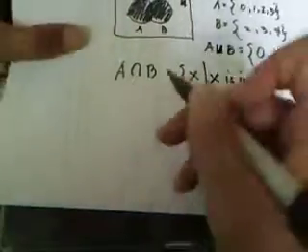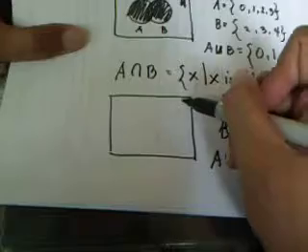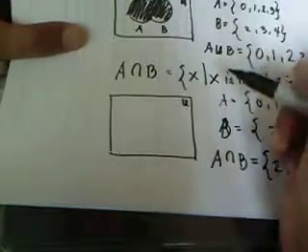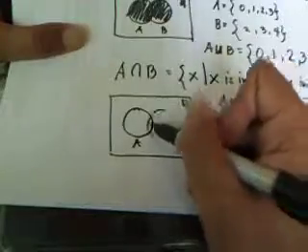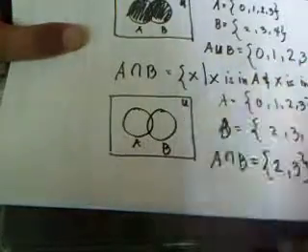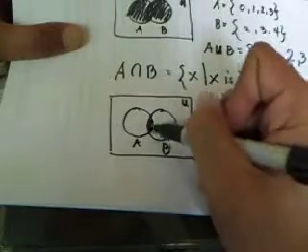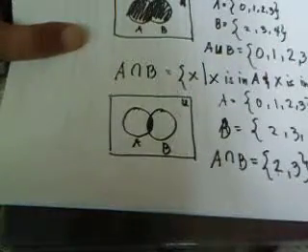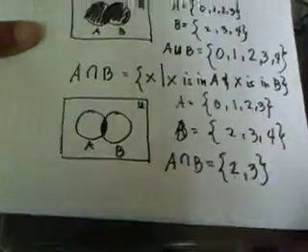So if you're going to use that in a Venn diagram, if this is the universal set U, and this is set A here, and this is set B here, where do you think is the intersection? It is this one. So that is the intersection of A and B.